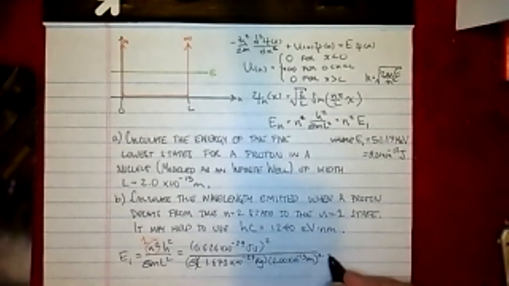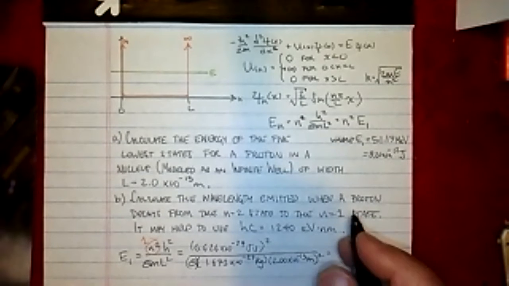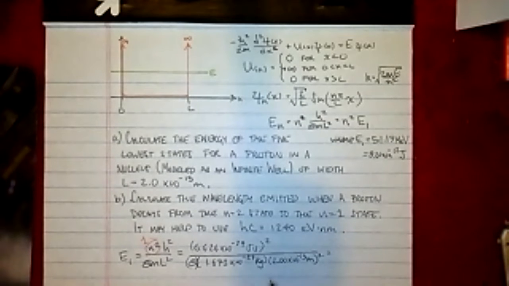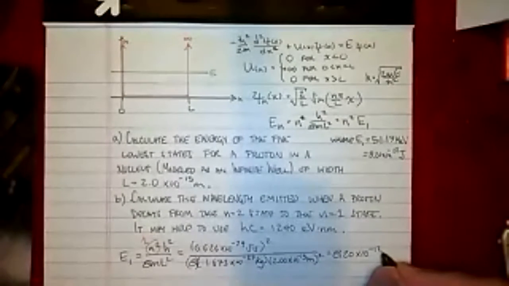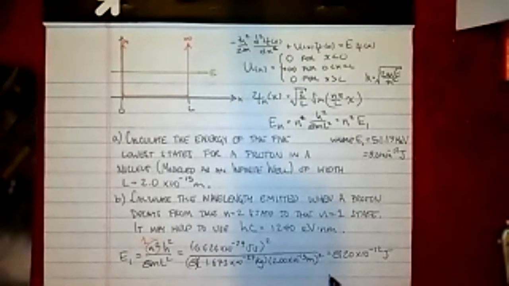Of course, I got to remember to square that. When I actually did that, I put in those numbers. I've got 8.20 times 10 to the negative 12th joules. And of course, if you divide that by 1.602 times 10 to the negative 19th, and I actually divided that to more sig figs so that I could keep the 4 sig figs, I get 51.19 MeV. So that's the energy of E1.